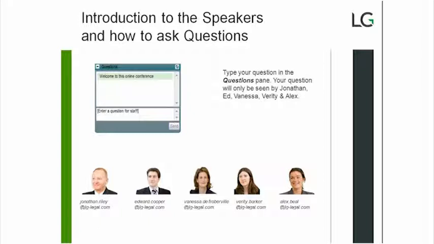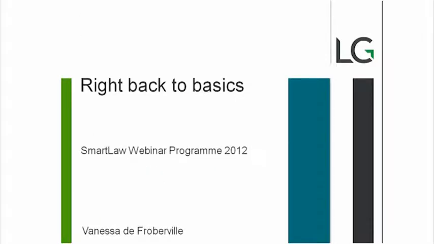Now I'm pleased to start our presentations by introducing Vanessa de Frobeville with our first presentation, which begins at the logical starting point. What are the legal remedies for an ordinary breach of contract, which will set the context against which we can then go on to look at whether and how warranties, covenants, guarantees and indemnities add to or alter those remedies. Vanessa. Thanks, Jonathan.